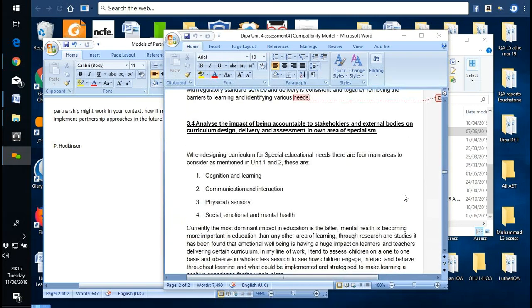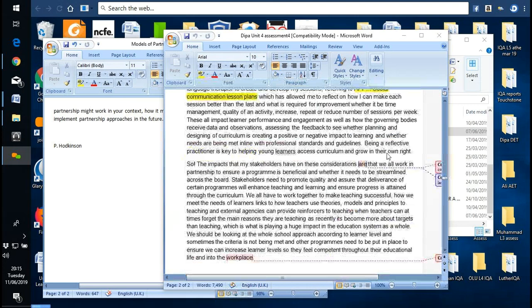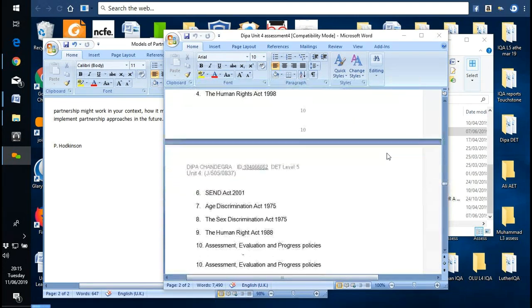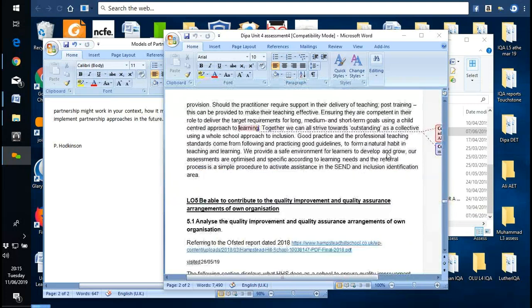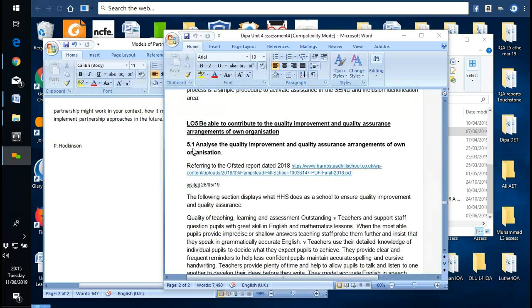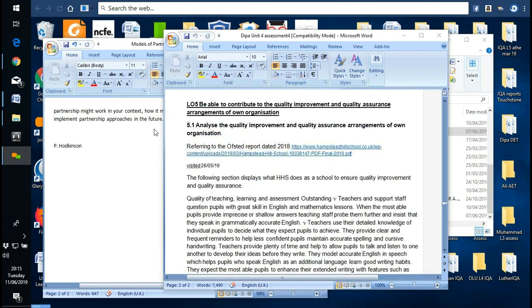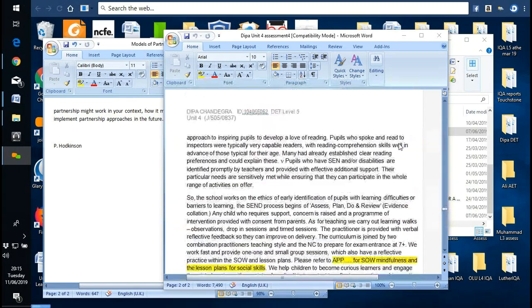Because if you look at 5.1, it's an analysis of the impacts of... Oh, sorry, I'm back on 3.4. Sorry. I'll come back to 5.1. Where are you? It's an analysis of the quality improvement and assurance arrangements of your own organisation. Again, referring to the Ofsted report. Why did the Ofsted report pass you as okay? Because there is a plan in place, and that's what you need to be looking at.